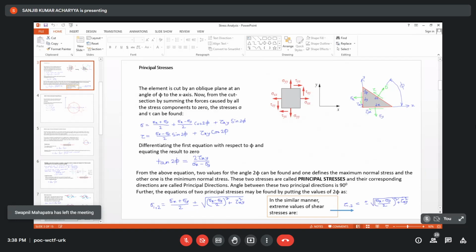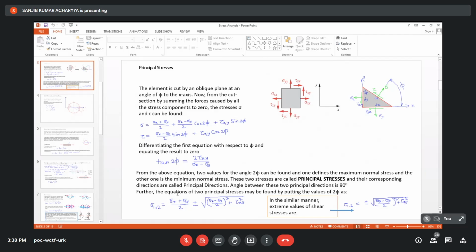The maximum stress generated by this combination sigma x, sigma y, and tau xy is given by this sigma 1. So can I say that this value of sigma 1 is the equivalent normal stress of a combination of sigma x, sigma y, and tau xy? Yes, sir. So we derive this member from the concept of principal stresses.